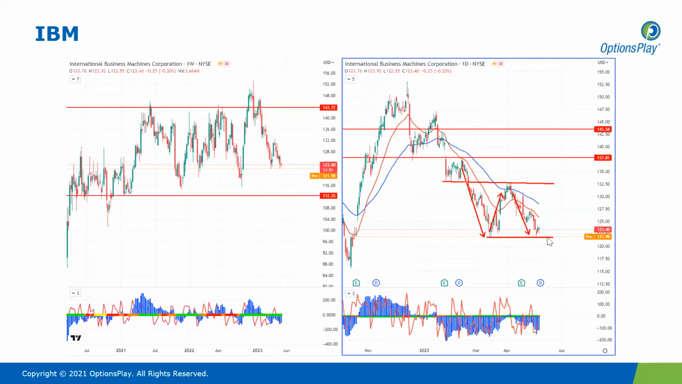We are seeing price open at that area of support, and that could see a potential breakdown, with a new lower low forming potentially at around 115 or so, 115, 116. That would be the major weekly area of support.